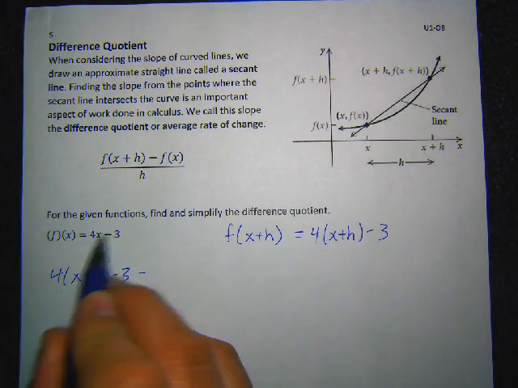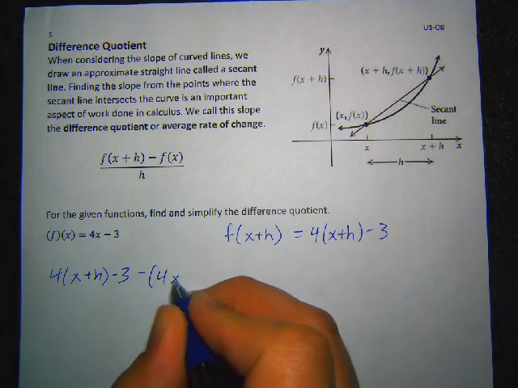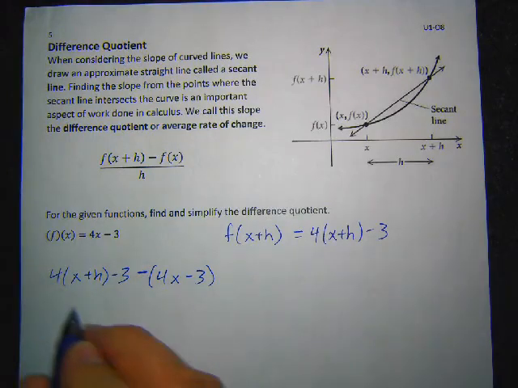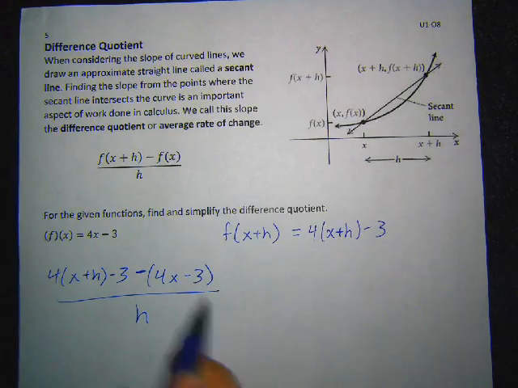Be careful here, since I'm subtracting this, I definitely want to make sure I put parentheses so both parts get subtracted. So I get 4x minus 3, all of that's being subtracted. And then I divide that by h. So divide by h, give me my difference quotient. Now I want to simplify this a little bit.